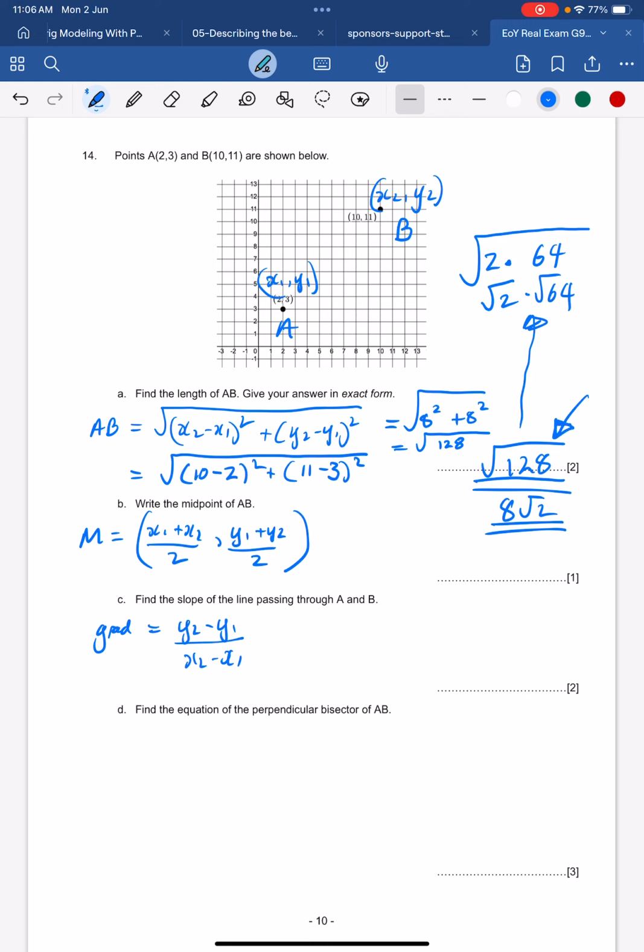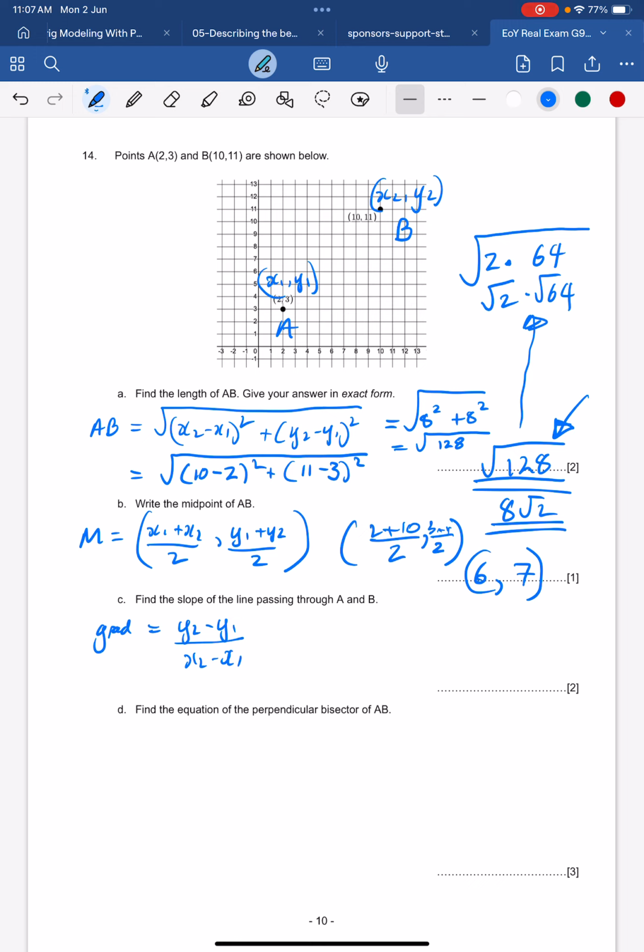The midpoint is, well, the formula is given, so let's go ahead and do that. x1 plus x2, so that's 2 plus 10 over 2. And then the y's, 3 plus 11 over 2. So the coordinates are 6, 7. 6, 7 is the midpoint. Just check those numbers again. 12 divided by 2 is 6. 14 divided by 2 is 7. Good.